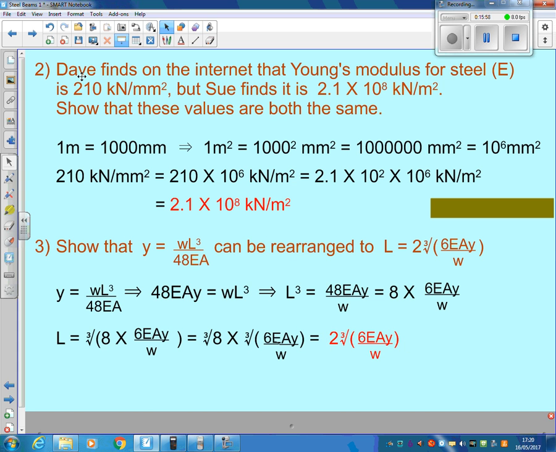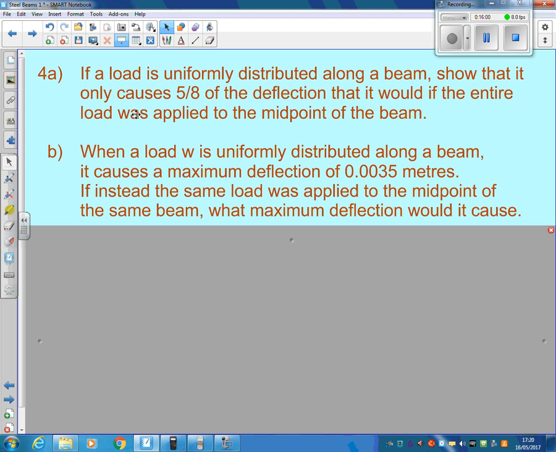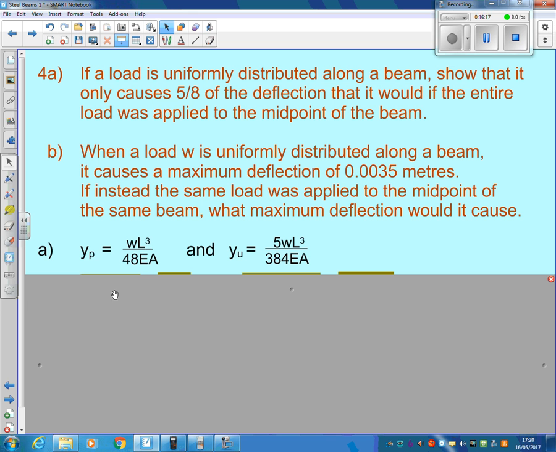Okay, next question. Question 4. If a load is uniformly distributed along a beam, show that it only causes 5/8 of the deflection that it would if the entire load was applied to the midpoint of the beam. And then we've got another bit here. Let's look at 4a. Now this time I'm putting yp if it's a point load. That's when it's applied to the midpoint of a beam. That's the deflection when it's a point load, and yu when it is a uniform load.